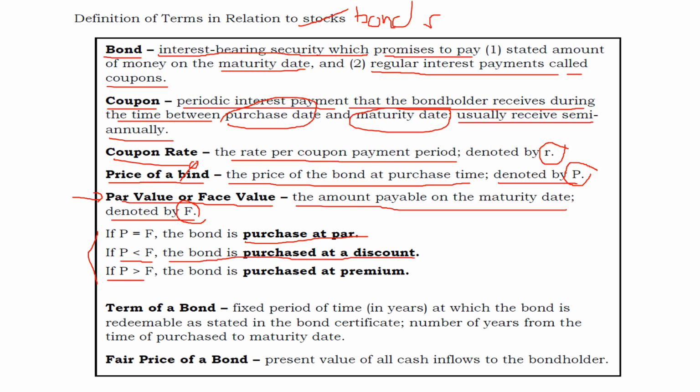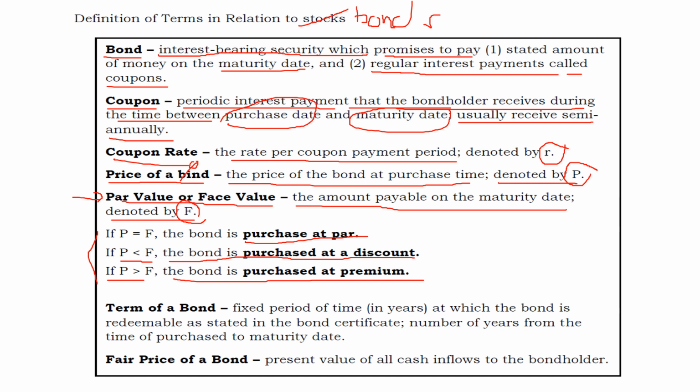And if your P, or the price of a bond, is greater than F, the par value or face value, the bond is purchased at a premium. So those are the three terms that we can associate with the par value or face value of a bond.